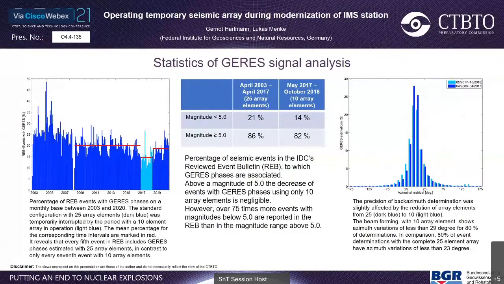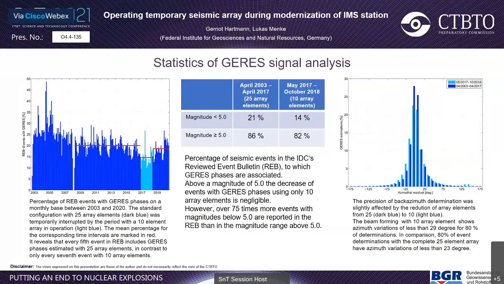The left side diagram shows the overall percentage of REB events with Ceres phases on a monthly basis between 2003 and 2020. The 18-month period with a 10-element array in operation is again shown in light blue. During this time, the mean percentage of events in the REB with Ceres phases decreased from about 20 to 15%. This is marked with the red lines.